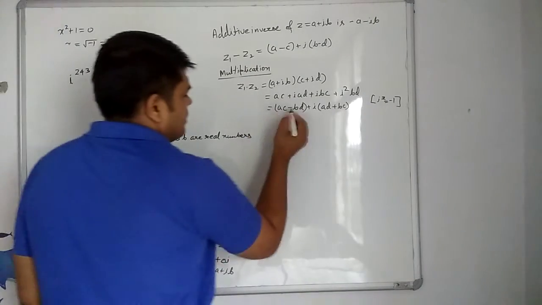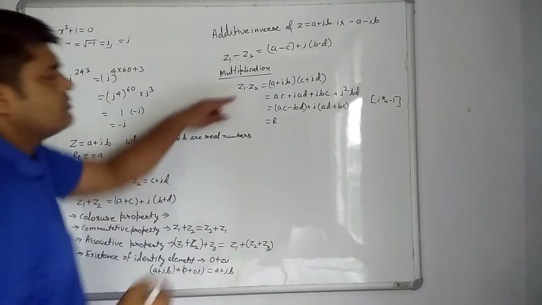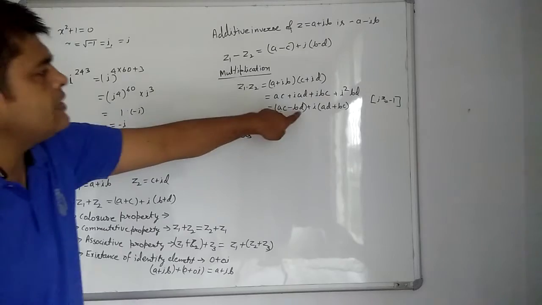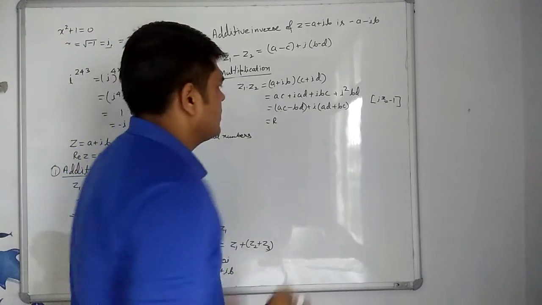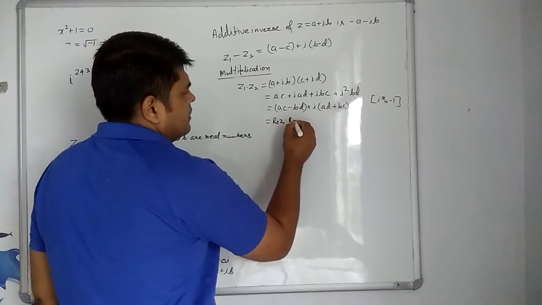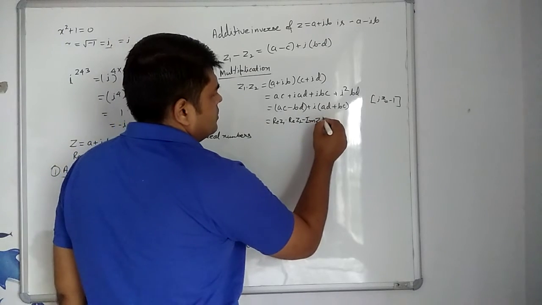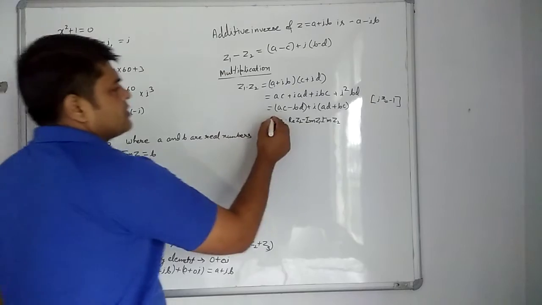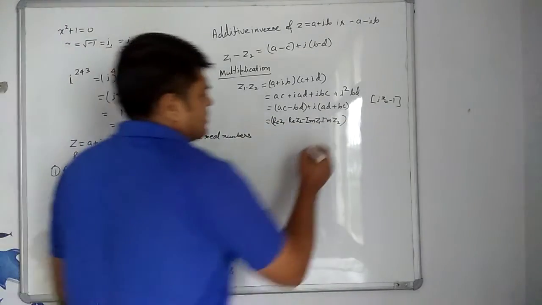Now if you check very minutely, A is the real part of Z1, C is the real part of Z2, B is the imaginary part of Z1, and D is the imaginary part of Z2. So it is real minus imaginary. So real Z1 into real Z2 minus imaginary Z1 into imaginary Z2. So real and imaginary will form the real part of the product of complex numbers.